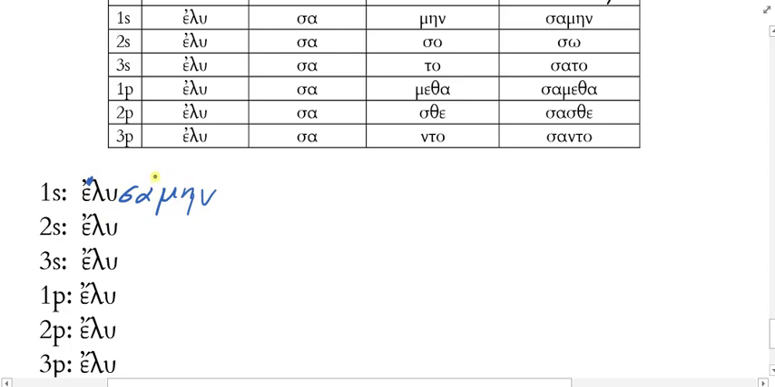It's actually going to go on the alpha, because I have a long vowel over here. So when I have a long vowel here, I can't accent three from the end. It ends up going to the second one. So elusamēn, elusamēn. Now this is middle. It's not passive in meaning.